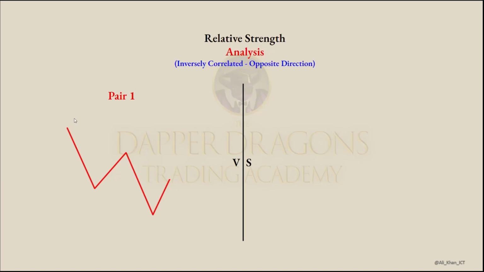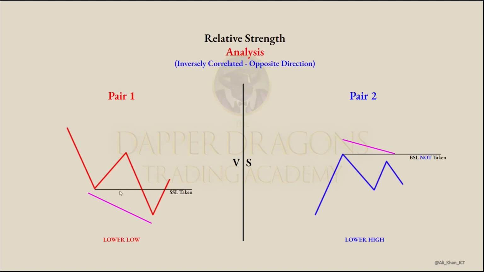However, if we take pair 1 and we're making lower lows, we should see the higher high in pair 2. The lower low is formed in pair 1, but a lower high is formed in pair 2. We've taken sell side liquidity on pair 1, so we therefore should have taken buy side liquidity, but we failed to do so. This is a cracking correlation, and therefore a valid SMT divergence between the two correlated classes.